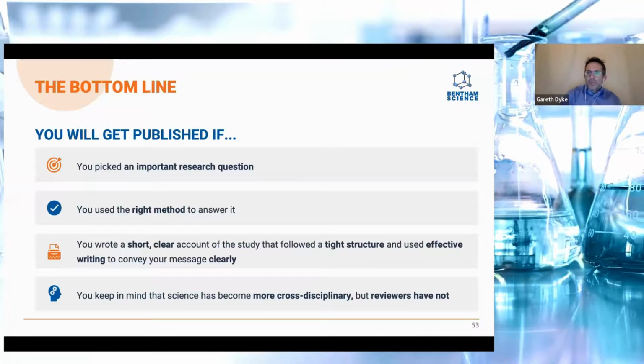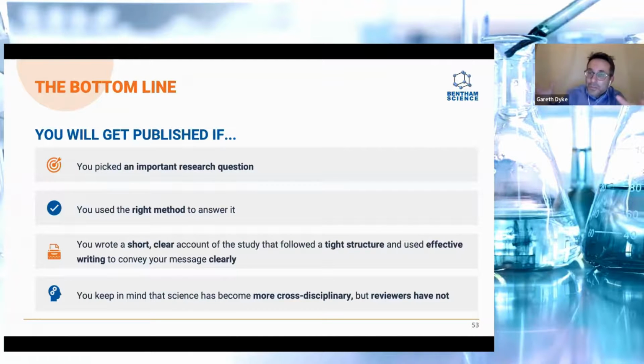You will get your work published if you pick an important research question. Of course, that's up to you. You will get your work published if you use the right method to address your question. Again, that's up to you. You've got to write a short, clear, easy to understand account of your study that follows a tight structure and uses effective writing to convey your message clearly. And so I hope at least a little bit in this presentation I've been able to help you with how that works, how you can do that, how you can bridge between your fantastic research results.